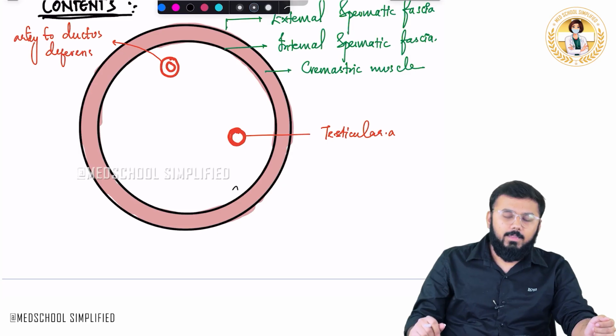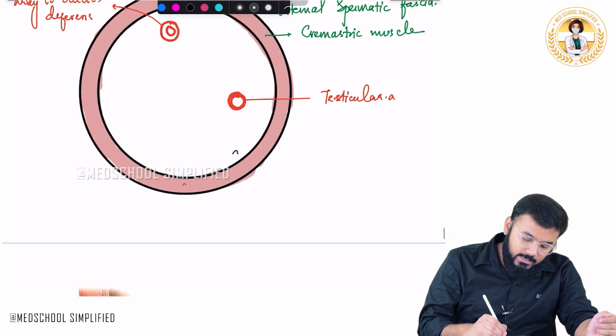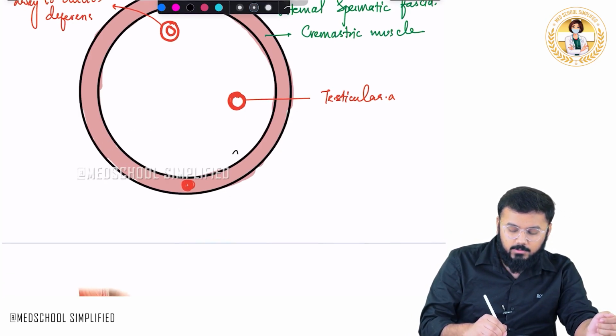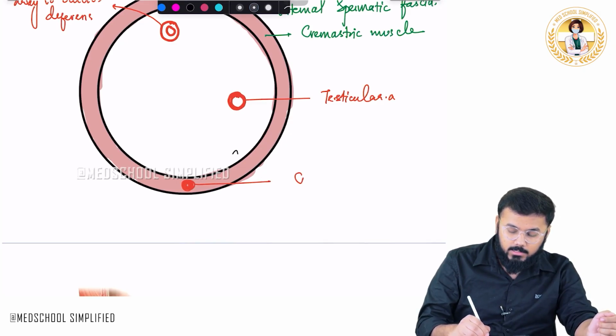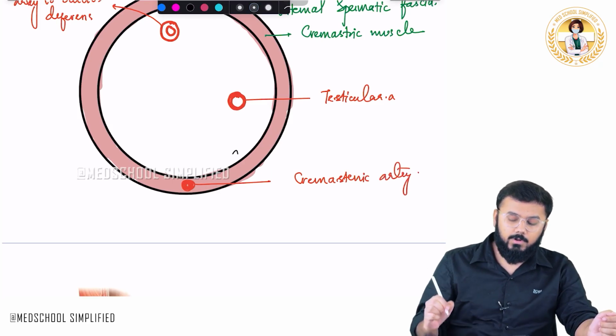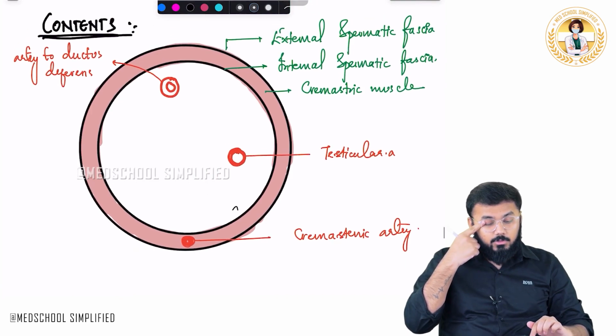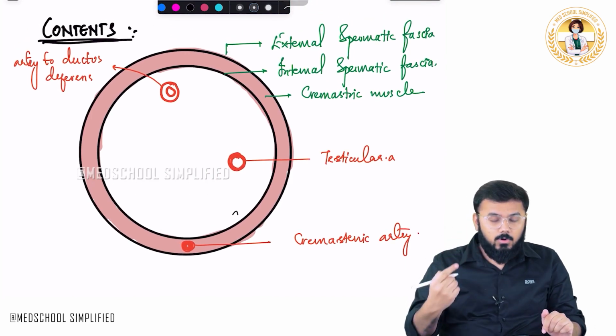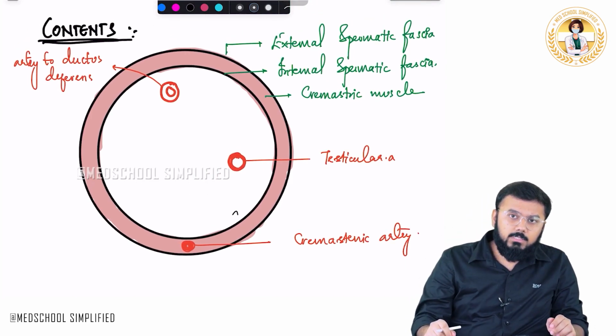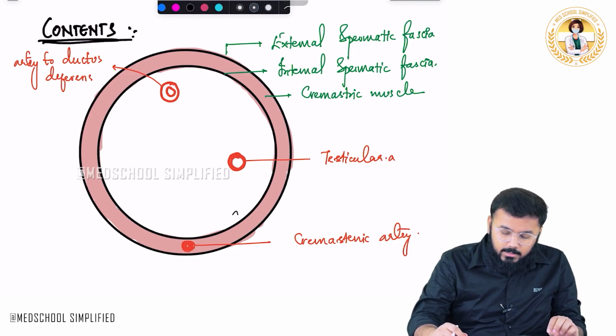Testicular artery. Next, what is the artery that is present here within the cremasteric muscle as well as the fascia? This artery is called the cremasteric artery. So what are the different arteries we have got? One is called the artery to ductus deferens, another one is called your testicular artery, and the third one over here is called your cremasteric artery, right?